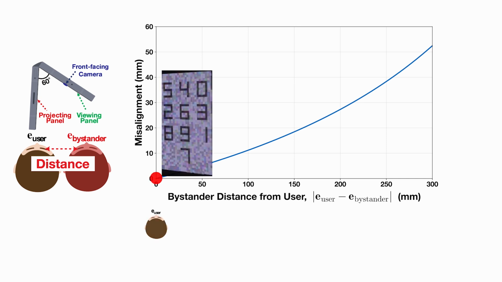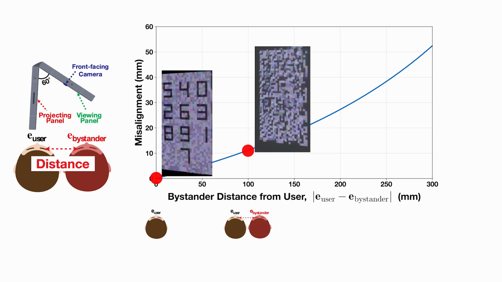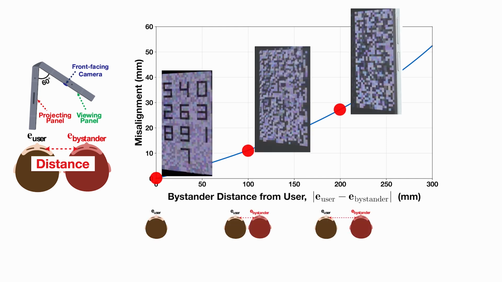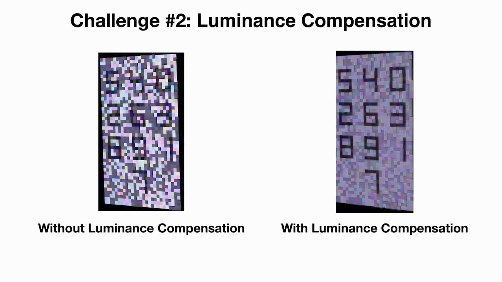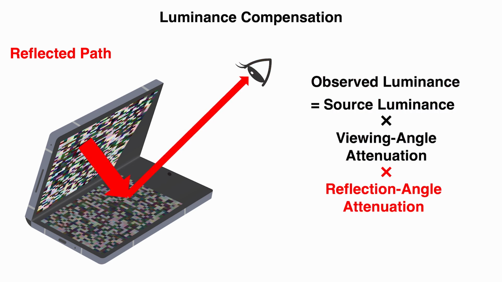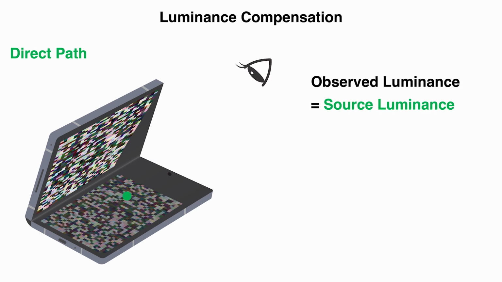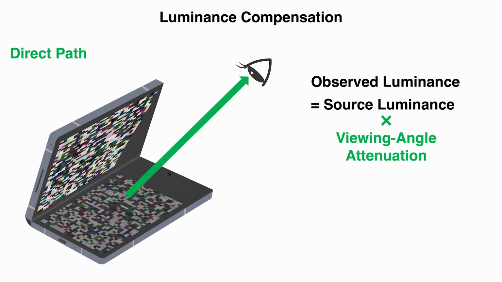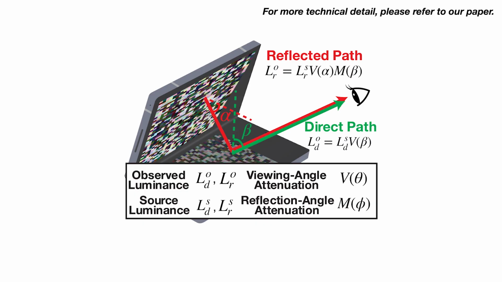As the bystander's viewpoint moves farther from the user's, misalignment becomes more pronounced. Next, even when superimposed, luminance mismatch still remains due to differences in light paths. To account for this, we consider two light paths, reflected and direct. The reflected path is attenuated by both the viewing and reflection angles, while the direct path depends only on the viewing angle. By modeling these attenuations and compensating their effects, we obtain the corrected reflection.